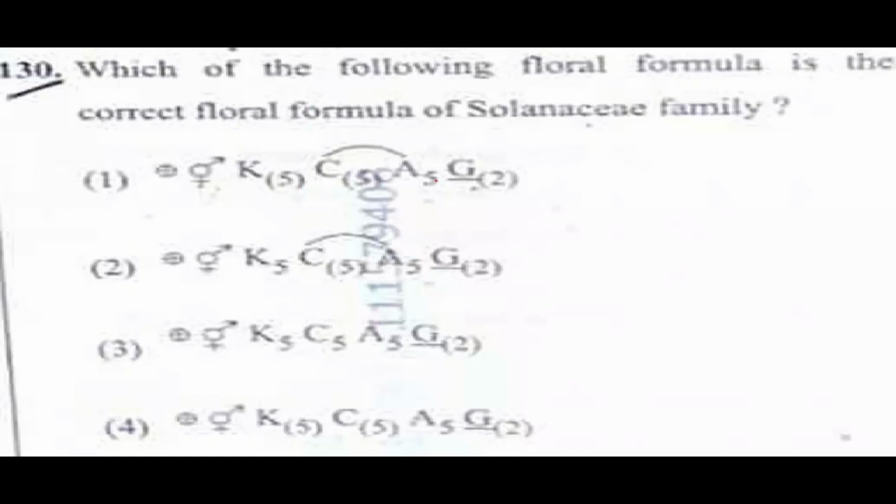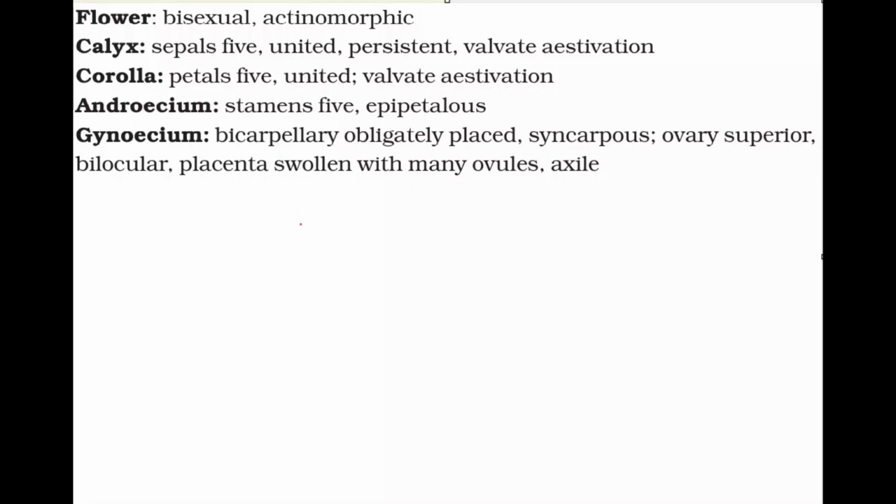Question number 130. Which of the following floral formulas is the correct floral formula of the Solanaceae family? There are 4 options given. We'll first see the description, and based on that, we can find out which is the floral formula. Flower bisexual, actinomorphic, sepals 5, they are united. Corolla petals 5, they are also united.